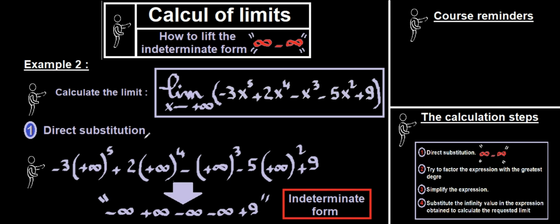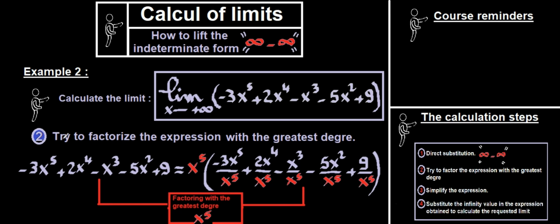When we substitute positive infinity in the expression, we get minus 3 times positive infinity to the 5th power plus 2 times positive infinity to the 4th power. It gives already an indeterminate form because we have negative infinity plus infinity, which is an indeterminate form.